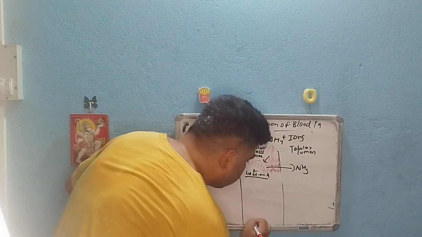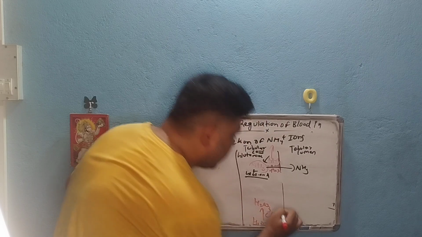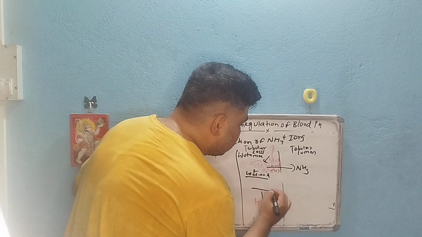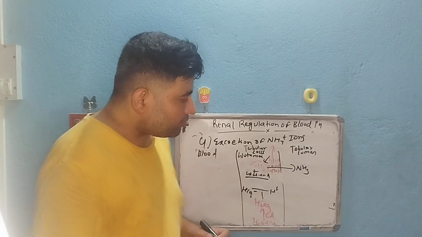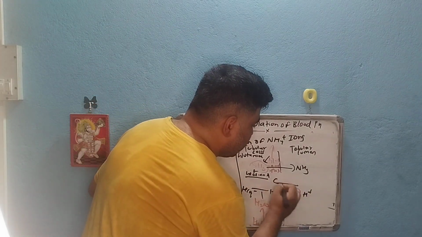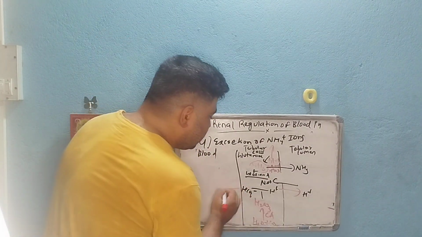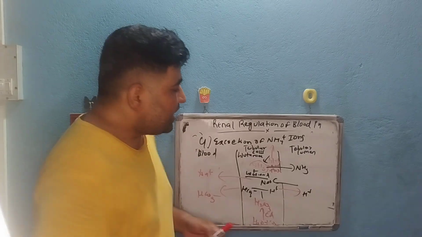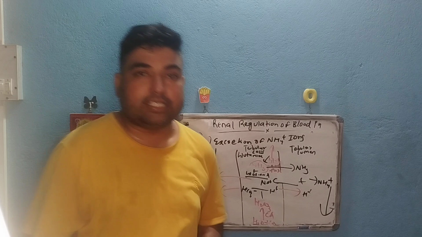Now again, inside the tubular cells, H2O and carbon dioxide combine to form carbonic acid catalyzed by the enzyme carbonic anhydrase. This carbonic acid is then dissociated into H plus and bicarbonate ions. The H plus ion is secreted into the tubular lumen in exchange for sodium. The bicarbonate along with sodium is reabsorbed into the bloodstream, and the H plus ion combines with ammonia to yield ammonium ions, which are excreted in the urine.